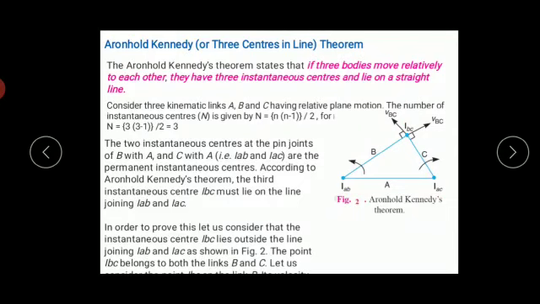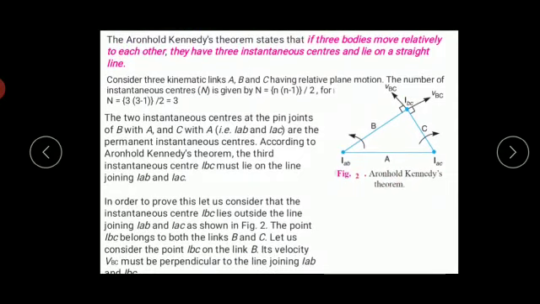So in order to prove this theorem, let us consider that the instantaneous center IBC lies outside the line joining IAB and IAC. The point IBC belongs to both the links, link B as well as link C. So let us consider the point IBC on link B. Now its velocity, that is VBC, is perpendicular to the line joining IAB and IBC.